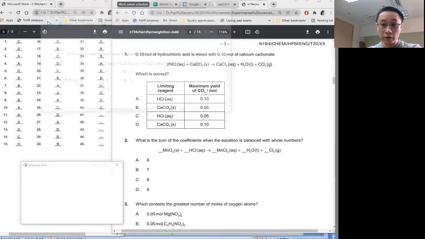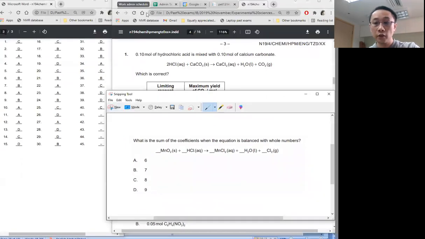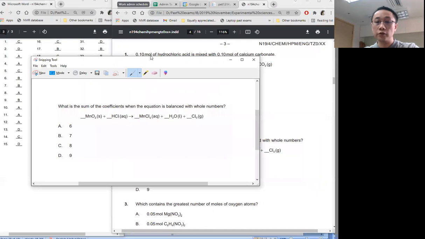Second question is about balancing an equation and then identifying the sum of all the coefficients. For equation balancing, what you want to do is to balance the high priority elements, which are the ones that show up exactly once on each side. It turns out everything except chlorine shows up exactly once on each side, so you can begin with manganese, oxygen, or hydrogen. Either is fine. Just leave chlorine until the end for this particular question. I choose to deal with manganese first.